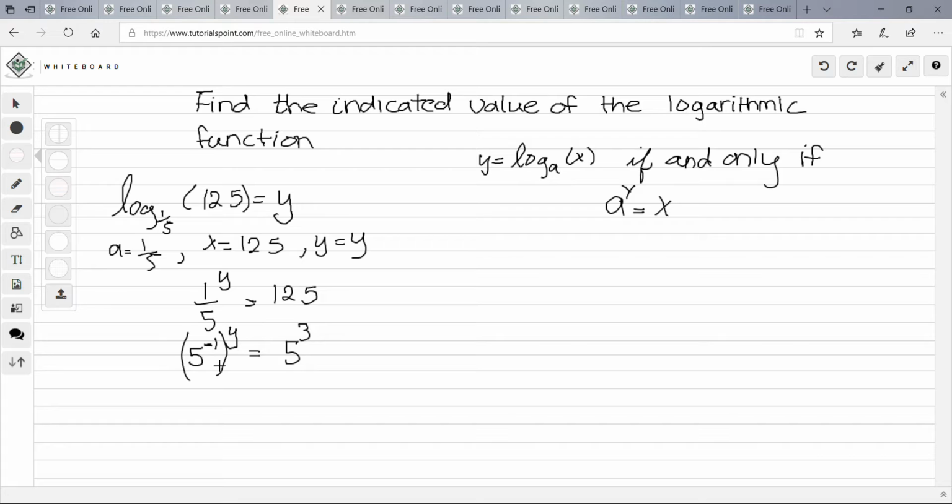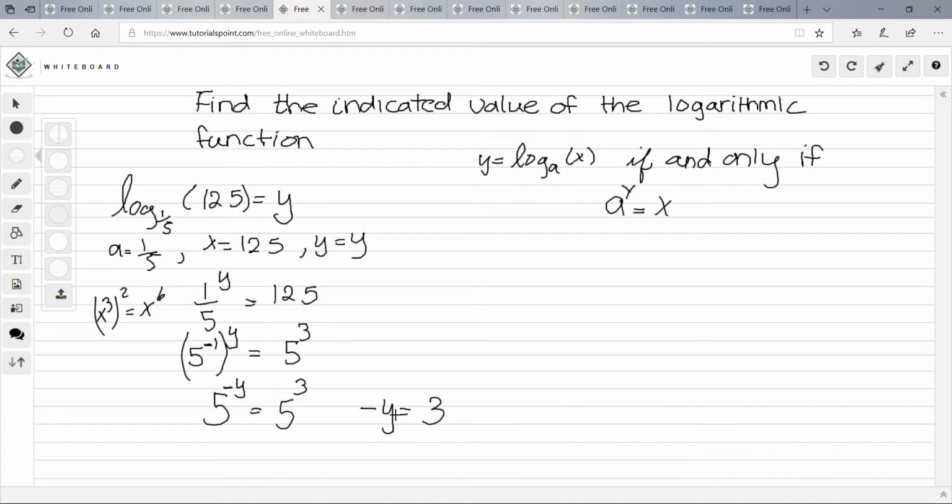Now, remember the rule, if you have an exponent raised to a power, what do you do? You multiply. So, remember, x cubed raised to the second power is not x to the fifth, it's actually x to the sixth. So we're going to do the same process. So this is going to be 5 to the negative y equals 5 to the third. Good, now we have the same base, 5 and 5. Remember, when you have the same base, you could just ignore the 5 and just bring down the exponent. So we can rewrite this as negative y equals 3.